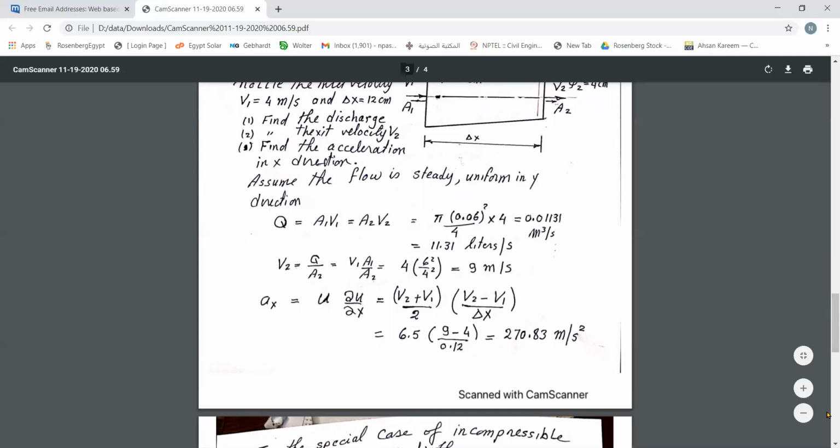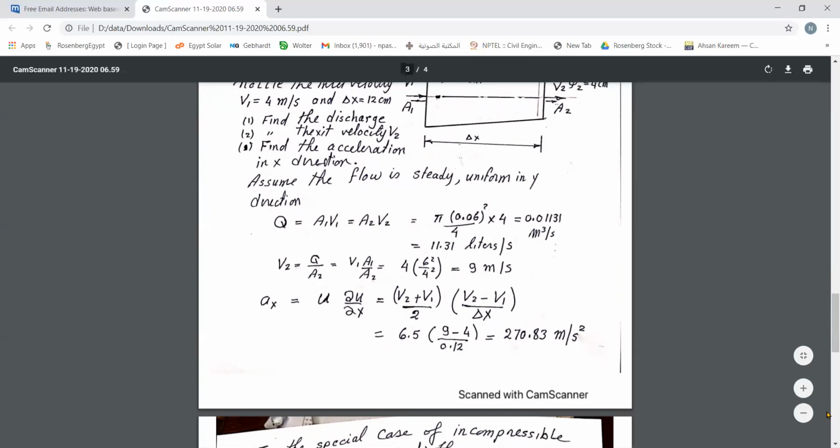Now u du/dx exists, but we don't have v, so we don't have v du/dy. We don't have w du/dz, since the flow is one-dimensional, and it's also one-directional. One-directional means it has only one component in the x direction. When I say one-dimensional, it varies only with x. That's why we say ax equals, in this case, u du/dx.